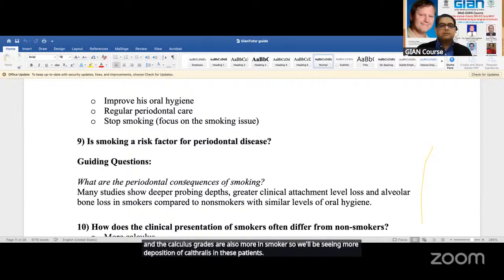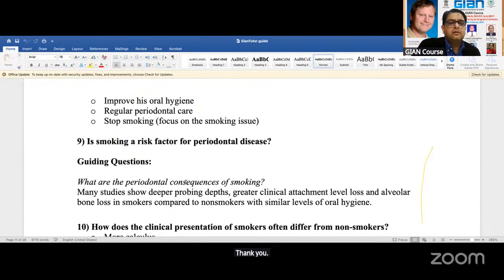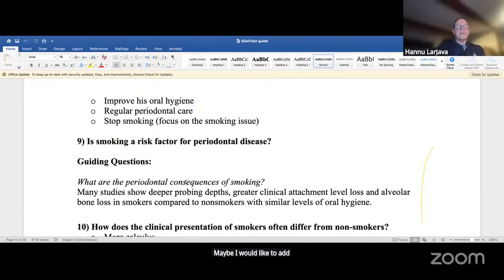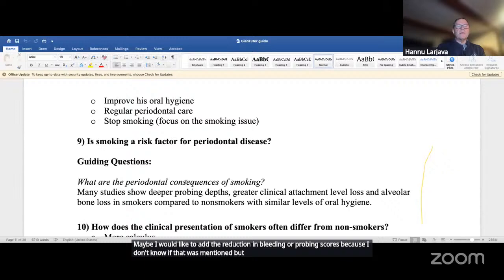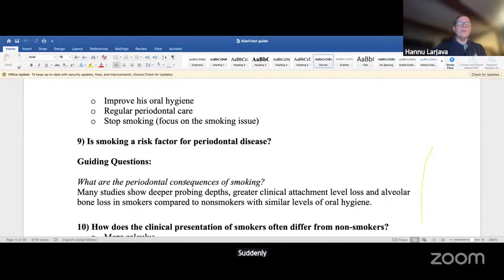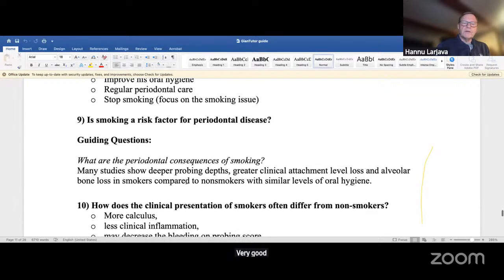Thank you. Yeah, maybe I would like to add the reduction in bleeding on probing scores, because I don't know if that was mentioned. Many times patients who are smokers, and we can somehow get them to quit, start complaining that now their gums are really inflamed, because they suddenly start bleeding more, as the smoking effect is reduced. So very good. Let's move on.